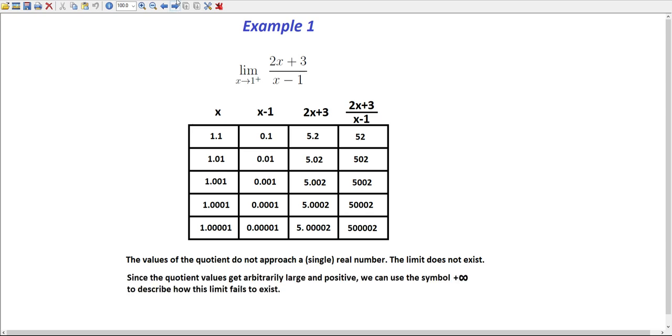However, since the quotient values get arbitrarily large and positive, we can use the symbol plus infinity to describe how this limit fails to exist. Keep in mind again, plus infinity is not the value of the limit. It is a symbol explaining why the limit doesn't exist in a particular fashion.